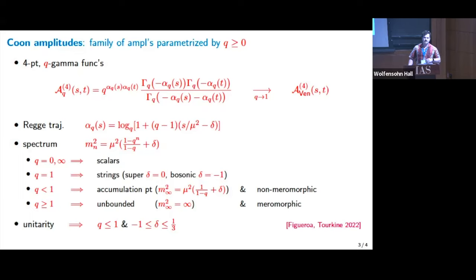For Q equals zero or infinity, you just get an interesting QFT of scalars. But at Q equal one, like I said, you get the string amplitude, where delta can be set to zero or minus one for the superstring or bosonic string. For Q less than one, the spectrum has an accumulation point, that is a highest mass. And the amplitudes are non-meromorphic because of these Q alpha alpha factors. For Q greater than or equal to one, the spectrum is unbounded and the amplitudes are meromorphic. However, if you look at the perturbative unitarity of this amplitude, you find that unitarity imposes the condition that Q is less than or equal to one, and delta is in this nice little regime here. And so just looking at this, we see the nice behavior is precisely at string theory, but there are still worthwhile properties to study for the Kuhn amplitude for other values of Q.